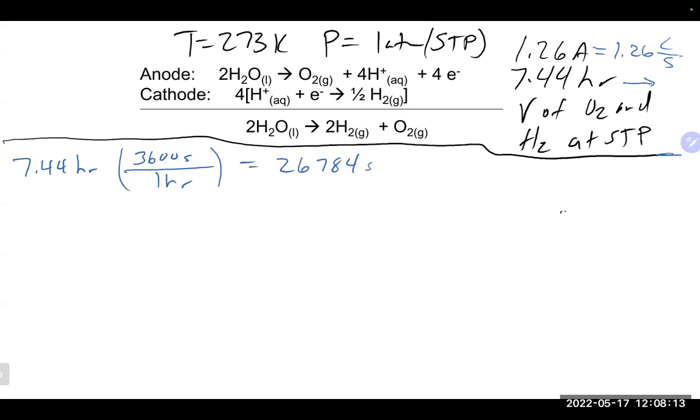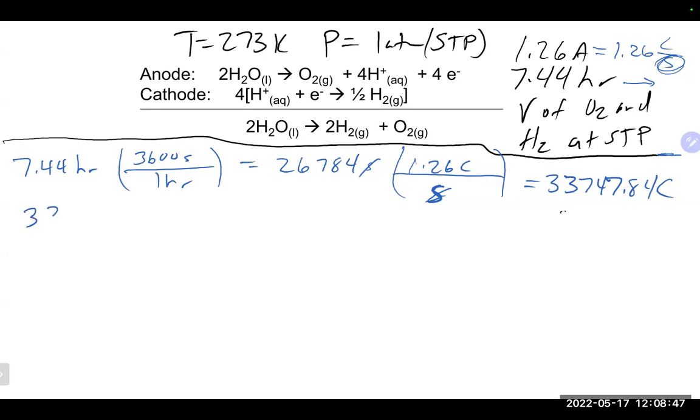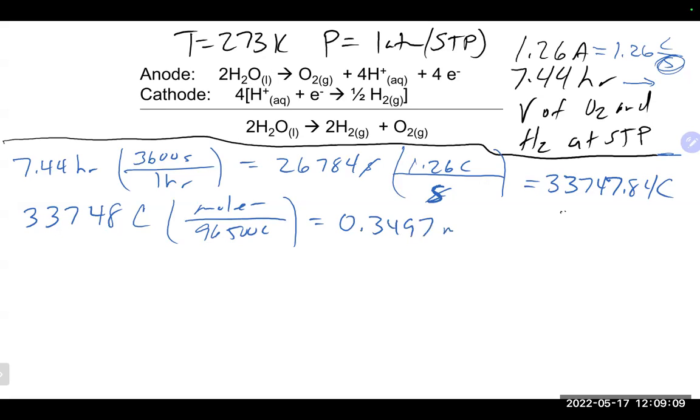At this point now, we really got it in the right units, so everything cancels here correctly. So we'll multiply that by the amperage at which we ran the cell. Seconds, and our seconds here will cancel, times 1.26. Gets us something like 33,748 coulombs. Once again, here we're going to use our Faraday's constant, 96,500 coulombs per mole of electron, giving us something like 0.3497 moles of electrons. Any questions so far?